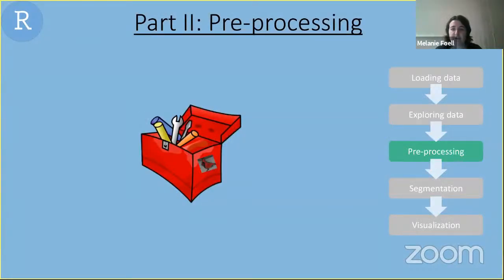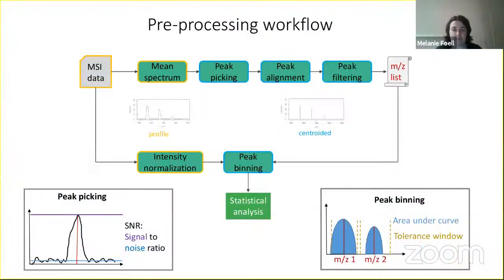Next, we perform pre-processing. This is the pre-processing workflow that we will do today. We start with the raw data and we calculate a mean spectrum. On the mean spectrum, we perform peak picking and peak alignment, which means that small mass shifts are aligned together. And we perform peak filtering to obtain a mass list.